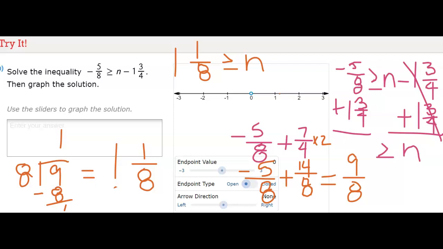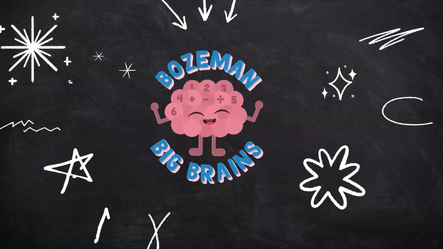And then n is less than this number. So my arrow is going to be going to the left. And then this is going to be a closed circle, and I'm drawing it this time instead of using the sliders, but this is what my graph will look like to show the solutions for this inequality.